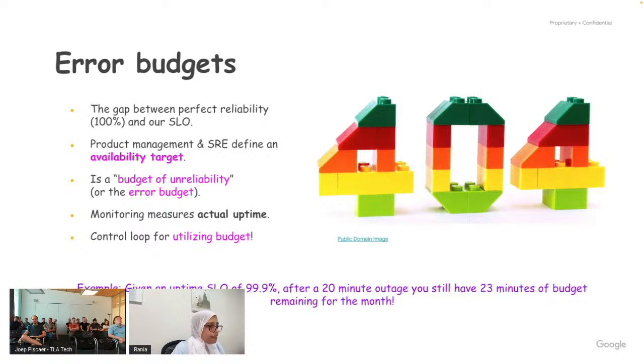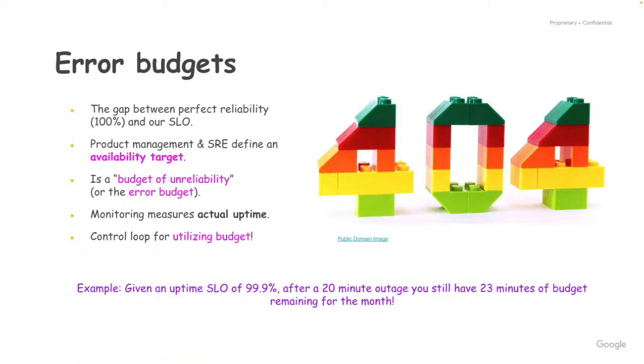So this is an example. Let's say that we have a 99.9% uptime SLO. This means that after a 20 minute outage, you still have 23 minutes of budget remaining per month. So again, the SLO will include the outage, okay?